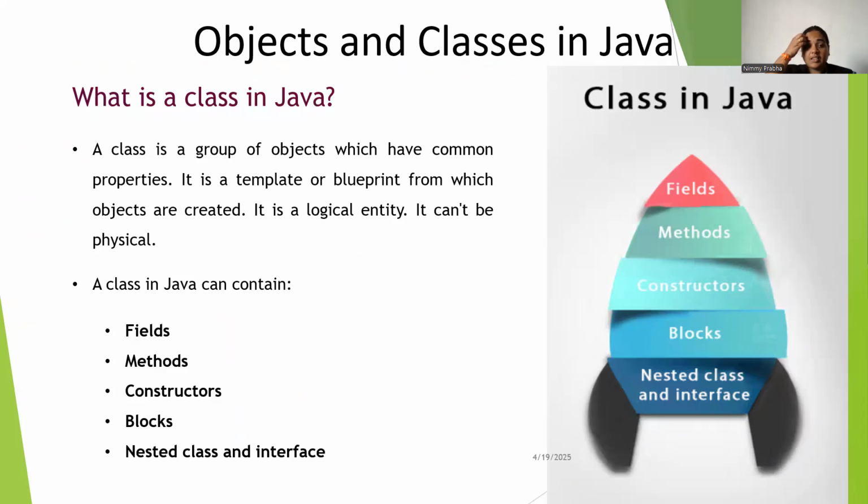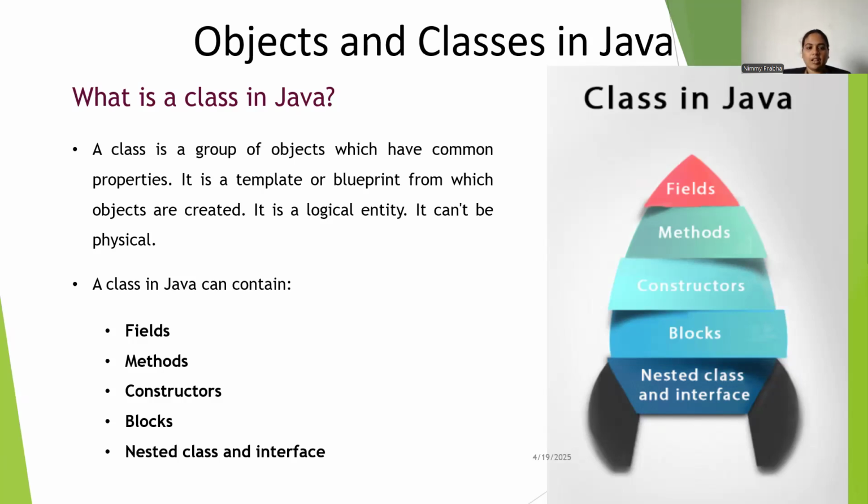Java. A class is a group of objects which have common properties. It is a template or a blueprint from which objects are created. It is a logical entity. It can't be physical. So we said that an object is physical, it can be both physical and logical. But a class is a blueprint of the object that we create. So what is a class? It's a group of objects which have common properties, and it can't be a physical thing.